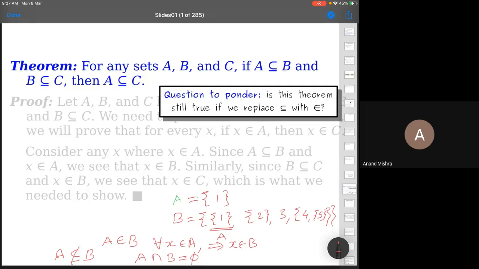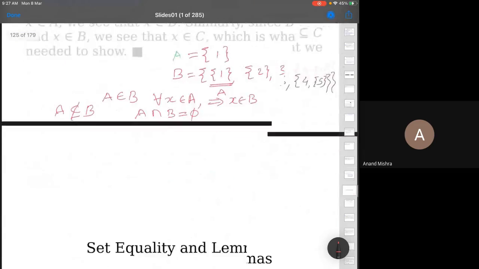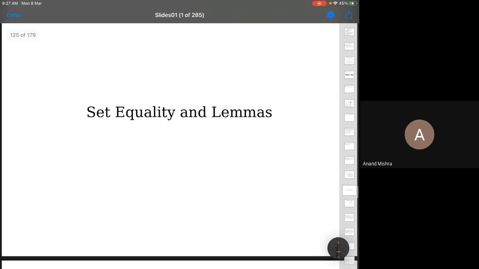Anyway, so this is one part, but the question is slightly different, which you can think more about: if instead of subset, I replace it with belongs to, what happens? Think about this, and we will discuss that later. Okay. Now we'll see some more on set equality and lemmas.